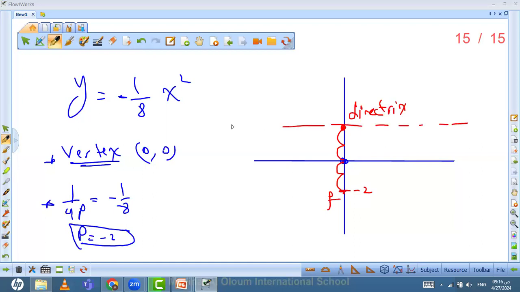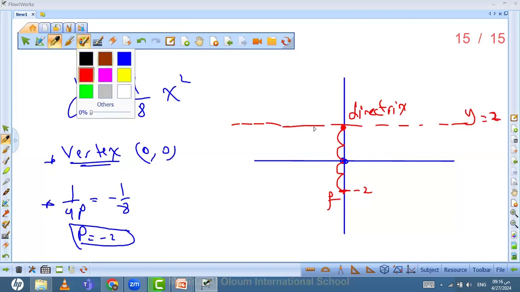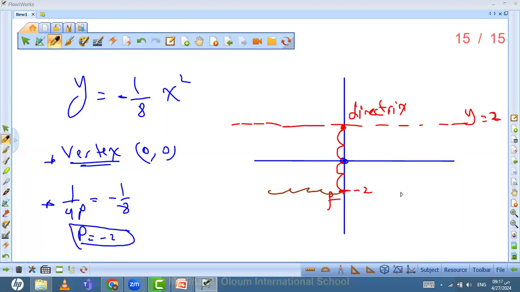How can we graph now, guys? This is y equal to, because it's horizontal, y equal to. How could we graph? Count 2 to 4, I'll go left 4 and right 4, and I can make the parabola look like this one. But my vertex lies between the directrix and the focus.